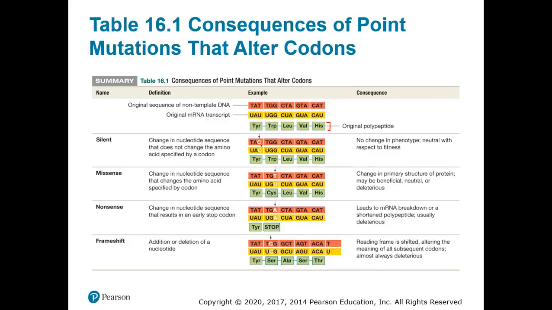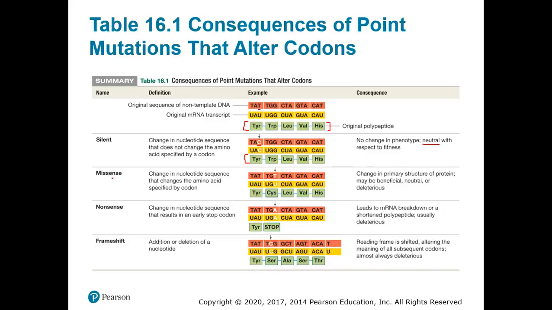Now, our next type is a silent mutation. You'll see, instead of a T at this position in our first codon, we have a mutation. It's changed to a C. But you'll notice our amino acid is still tryptophan. No change. Now, what do we think? Good, bad, or neutral? These are going to be neutral, because it did not change our protein, and so we're not going to see an effect on phenotype. We have the same protein at the end of the day.